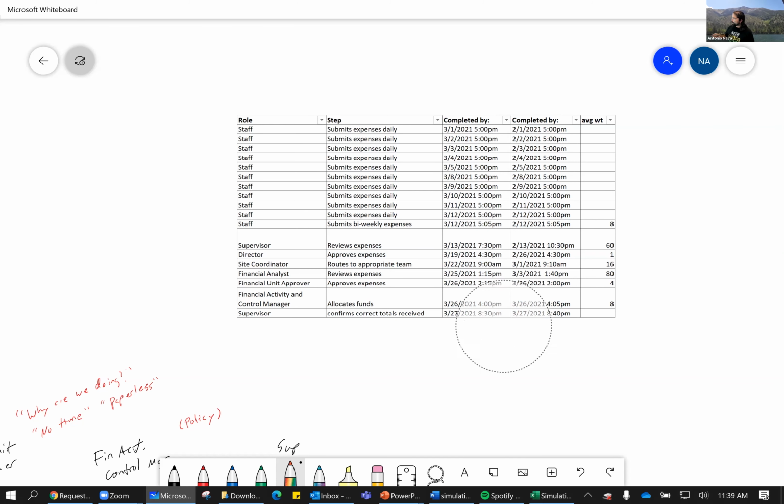Okay. The second one, though, this is looking at the month of February. So this submission for the biweekly started on February 12th. And it went to the supervisor. Supervisor worked on it fairly quickly. Now the director, though, had a couple of weeks before they were able to get to it. Just one day or a day or two between that one and the site coordinator, it looks like. A couple days between that one and the financial analyst, but then almost a month before it went to the financial unit approver. So going from there, same day for the next step, and then one day for the next.